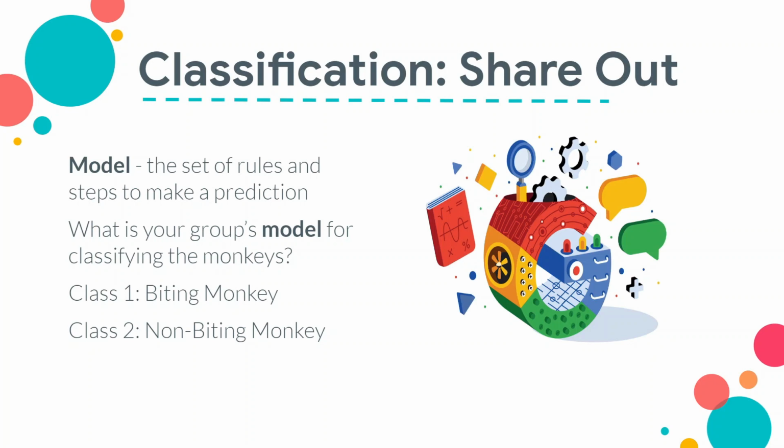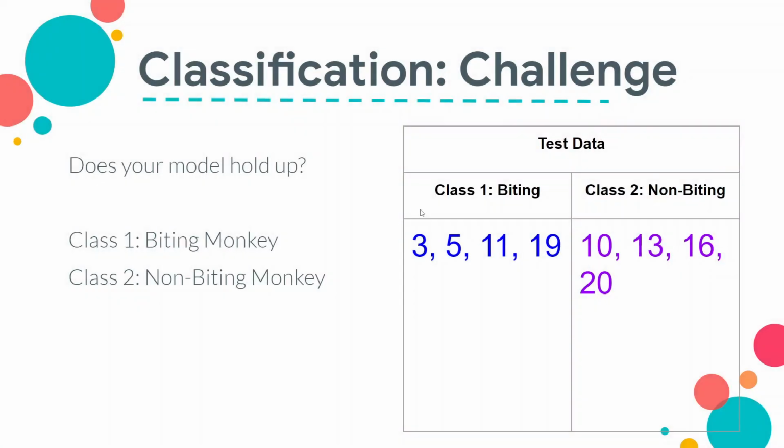So what set of rules and steps did you use to make your prediction of what the rules are? Did you identify which monkeys are biting monkeys and which monkeys are non-biting monkeys? I'm going to go ahead and share what our results are. This is what our results came out based on the model that we created.